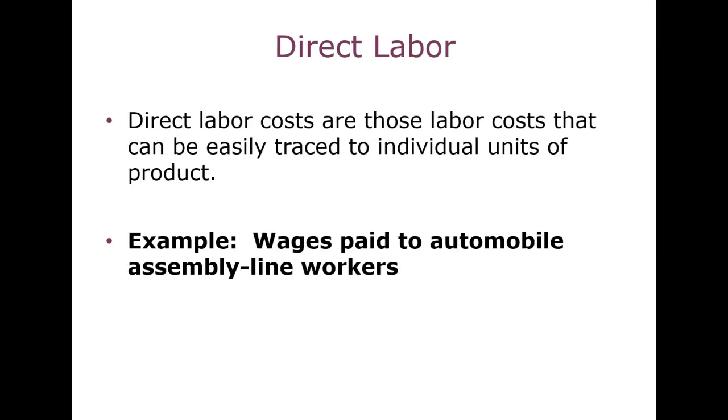Direct labor. Direct labor costs are those labor costs that can be easily traced to individual units of product. So, for example, wages paid to automobile assembly line workers. These people are on the line helping, of course, the robots put the cars together, and you can see that their wages are tied directly to manufacturing those cars.